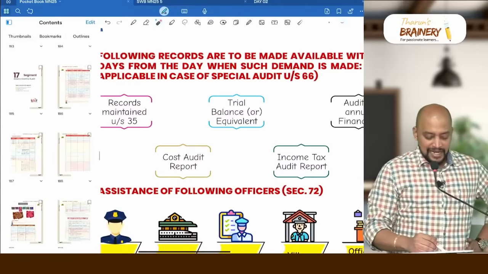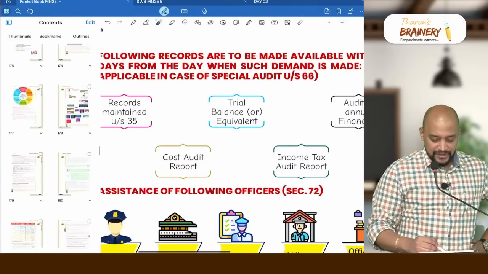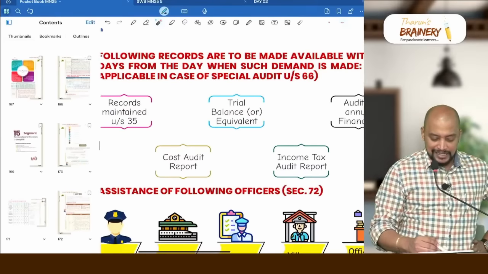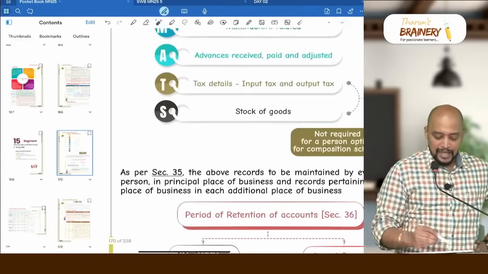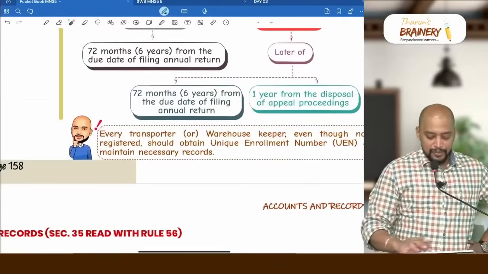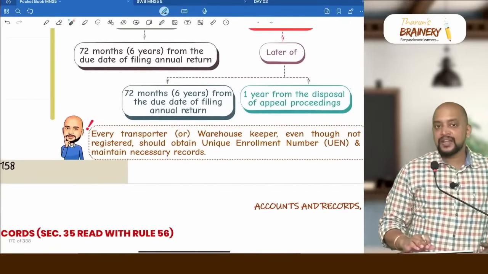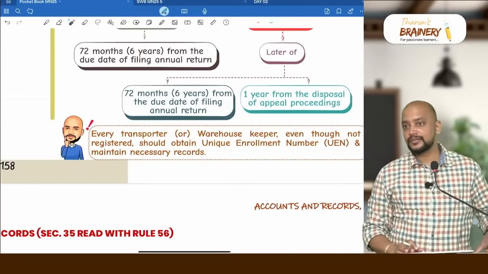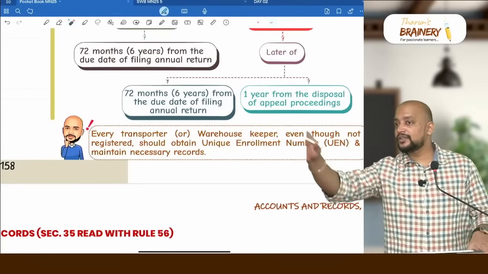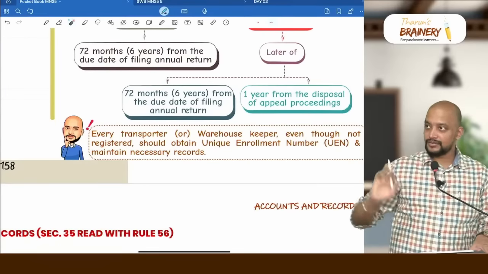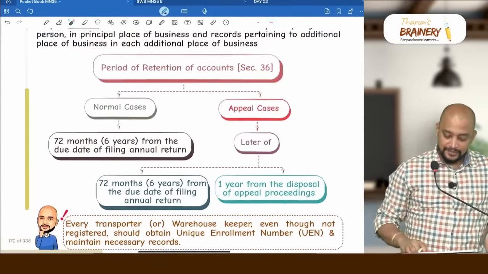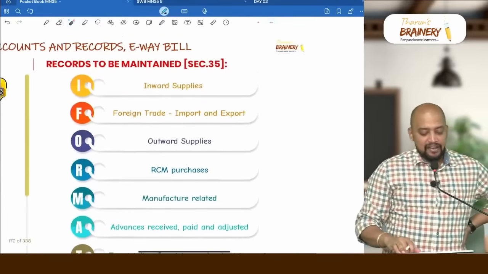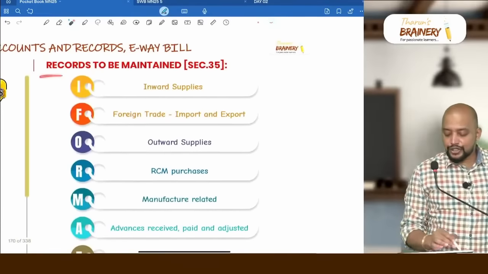What are the various accounts and records which are required to be maintained? You can just turn the page a little bit before and you can see page number 158. Page number 158. Say this, I-FORMAT. What are the records to be maintained?